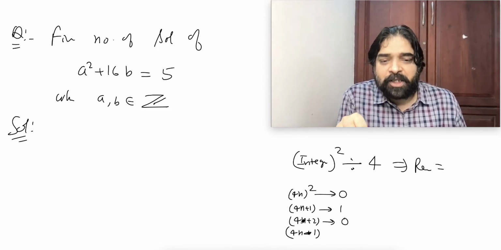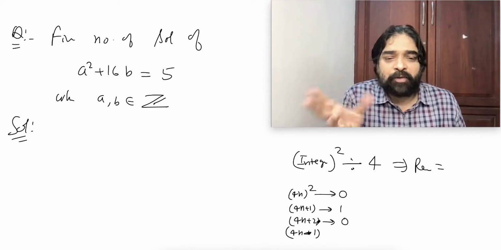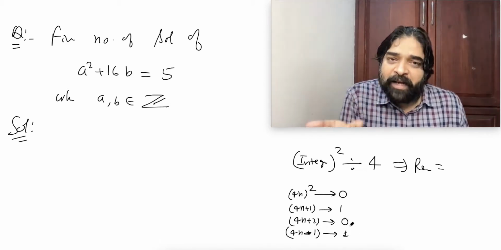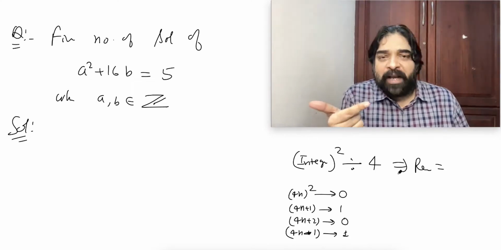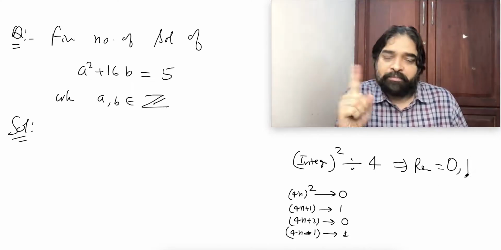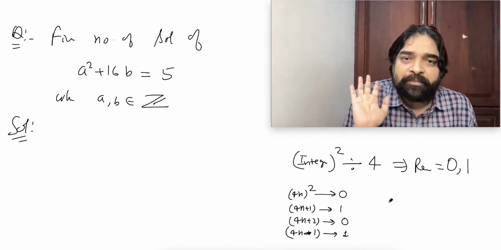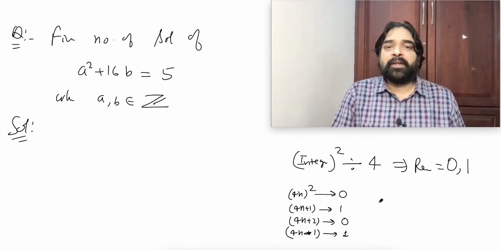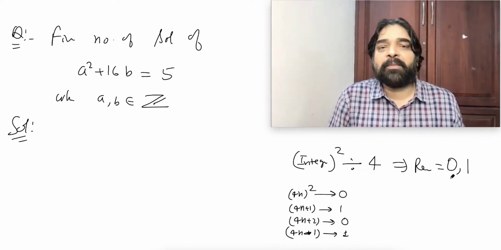Here the remainder will be 0, because 2 can be taken common and when squared, 4 will be a multiple. And here the remainder will be 1. This means if you divide any perfect square integer by 4, the remainder will be either 0 or 1. Do you agree with me or not? If you divide any integer square by 4, the remainder will be 0 or 1.